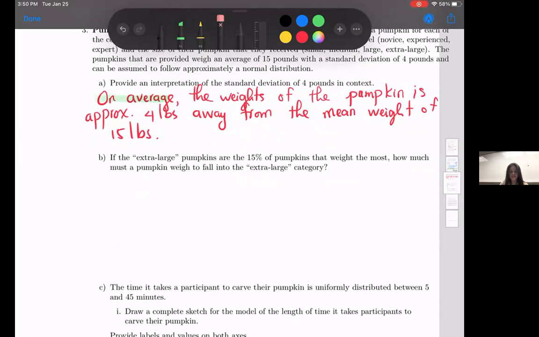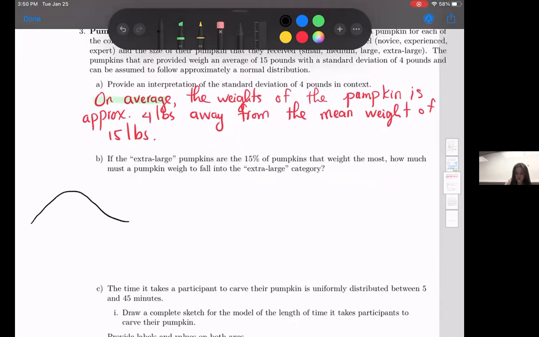What are they asking? They're asking for X, right? How much the weight is, that's your X. So if I draw my normal curve here, what is that? Normal, mu is 15, standard deviation is 4. So mu 15 right here.